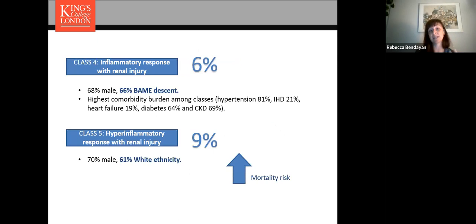And very interesting, we could also see from an ethnicity perspective that, for example, there was a class that was 66% Black, Asian, and other minority ethnic background that had that risk.